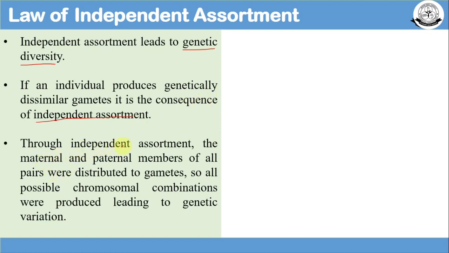Through independent assortment, the maternal and paternal members of all pairs are distributed to gametes. So all possible chromosomal combinations are produced, leading to genetic variation. Since there are different kinds of characters combined in gametes, for example, now we have round and yellow, and here we have wrinkled and green.